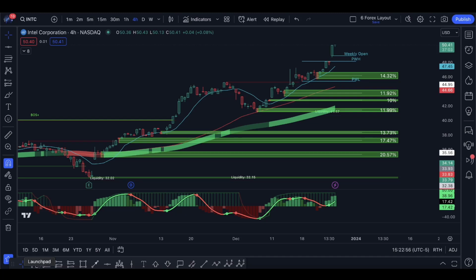I called this trade out and I was in calls for about the past week. I closed it out before this news today, but I want to explain, number one, why we were watching this trade setup. Number two, when the time to get in would have been best.